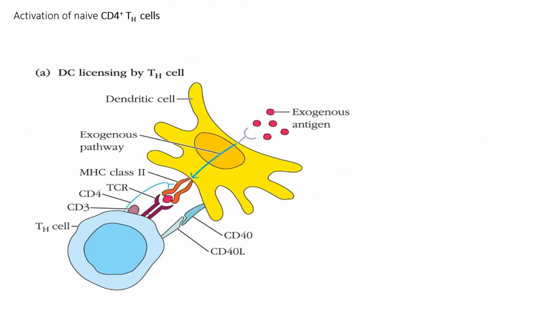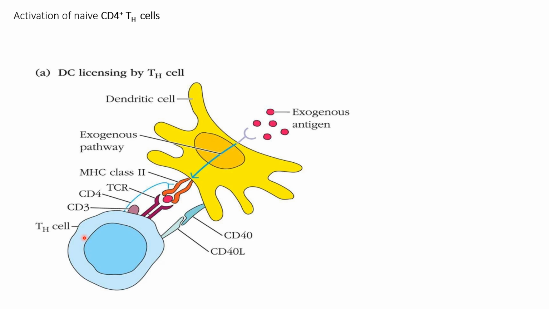So let's take the simpler case first of all. Here's a dendritic cell, an antigen presenting cell. So it's going to take up an exogenous antigen. It's searching out for something nasty in the environment, and it's processing this through the exogenous pathway in order to present little peptides on class 2.